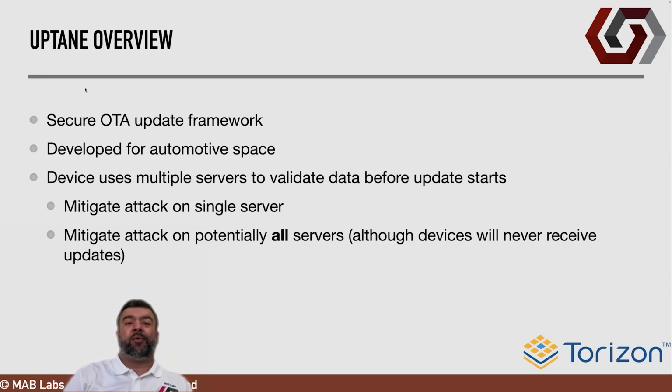And essentially the way it works is you have multiple microcontrollers or ECUs on your vehicle, and they interface to the primary ECU to manage updates to their own firmware, right? And the Uptane framework uses multiple servers to validate data before an update starts. So again, you have multiple instances of the images that are present. They're signed by different servers, and so you can validate an image from one server with the image from another server to pick an appropriate server and to mitigate any attacks on any single server.